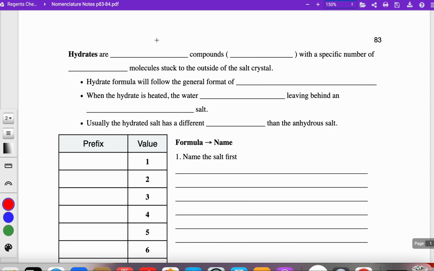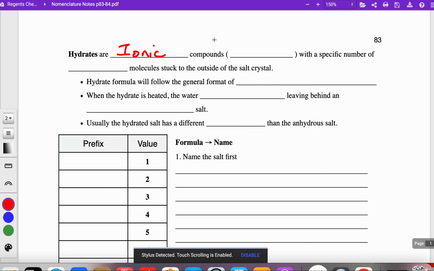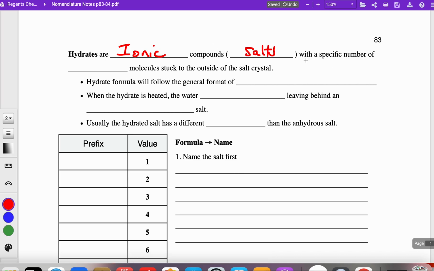83 and 84, looking at hydrates. Hydrates are ionic compounds, which we might call salts at home. And these salts have a specific number of water molecules attached to their crystalline structure. So a hydrate formula in the most general format would be shown something like this: the salt's chemical formula, big fat dot, and then an N number of water molecules.